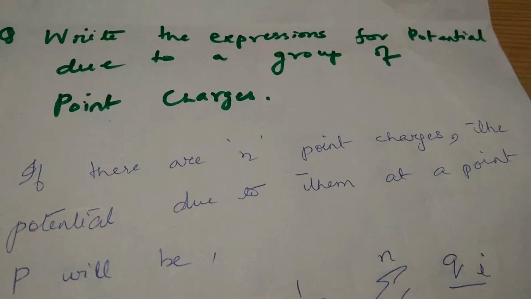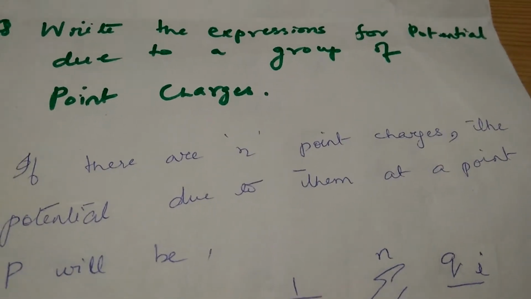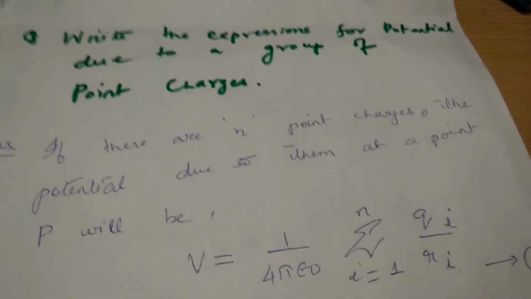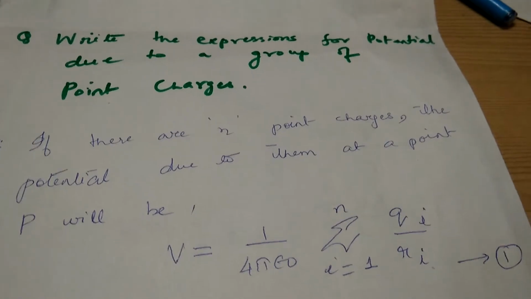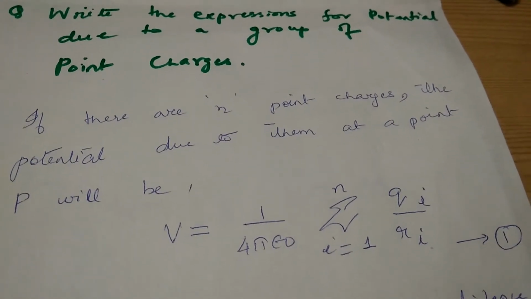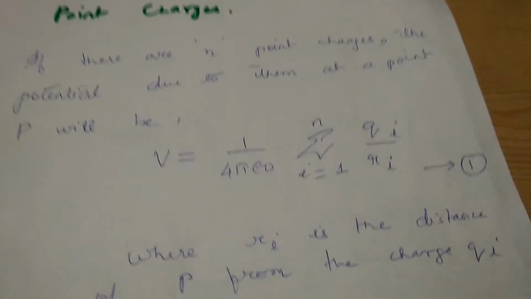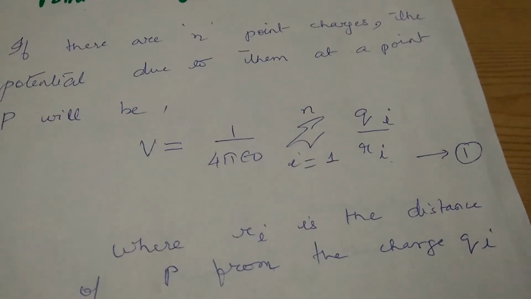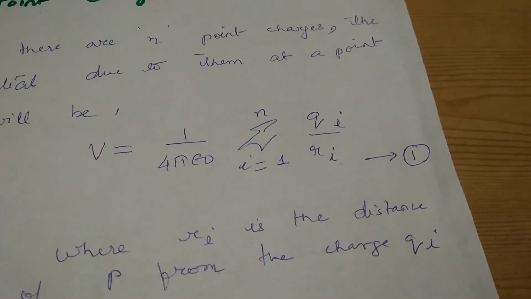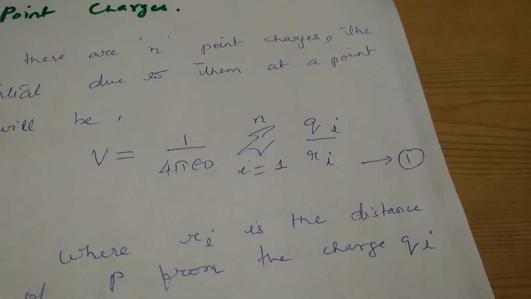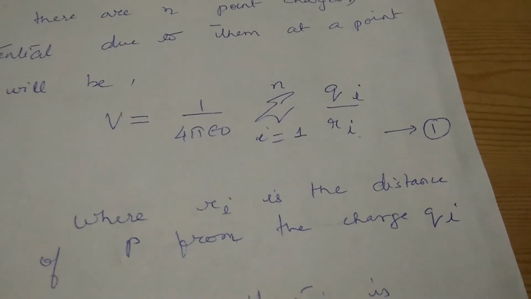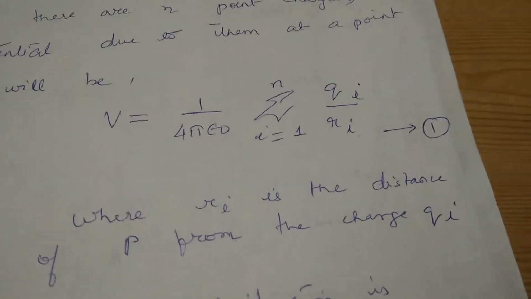In the previous video, I explained the potential due to a point charge. Now let us see what happens for a group of charges. If there are n point charges, the potential due to them at a point P will be V equal to 1 by 4 pi epsilon naught summation of i equal to 1 to n, Qi by Ri. As you can see, it is just the algebraic sum of the individual potentials due to the charges Qi, from i equal to 1 to n.